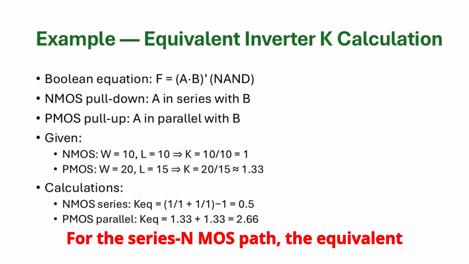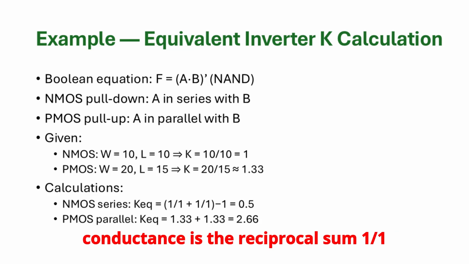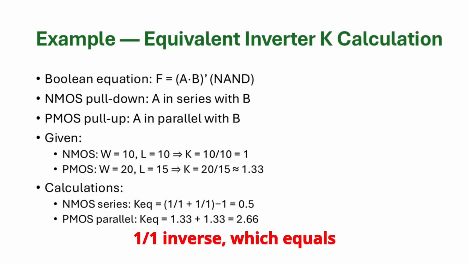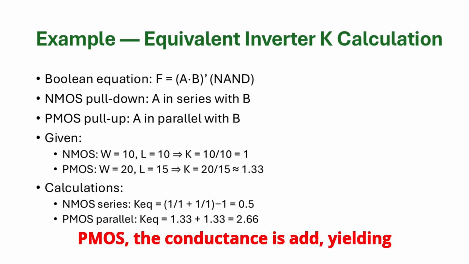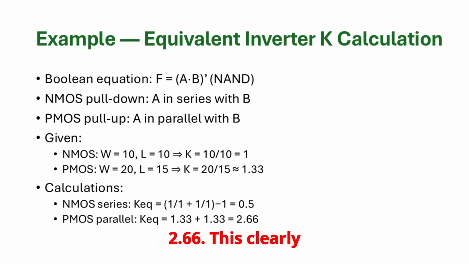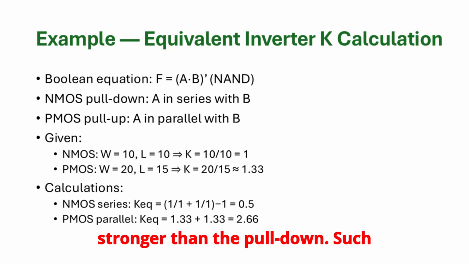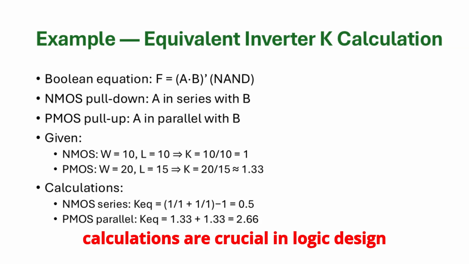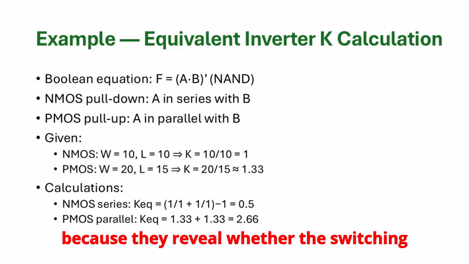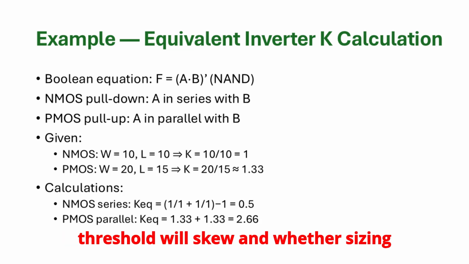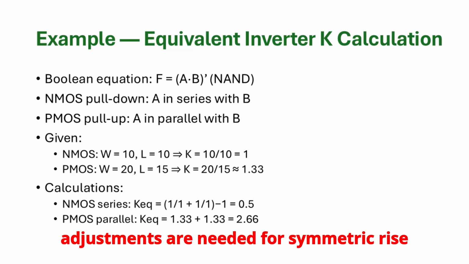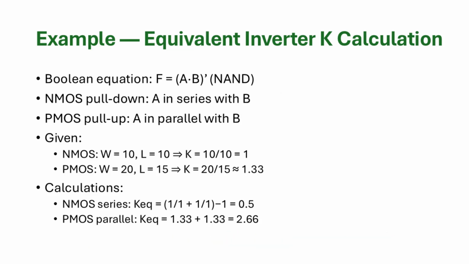For the series NMOS path, the equivalent conductance is the reciprocal sum, (1/1 plus 1/1) inverse, which equals 0.5. For the parallel PMOS, the conductances add, yielding 2.66. This clearly shows the asymmetry. The pull-up is stronger than the pull-down. Such calculations are crucial in logic design because they reveal whether the switching threshold will skew and whether sizing adjustments are needed for symmetric rise and fall times.